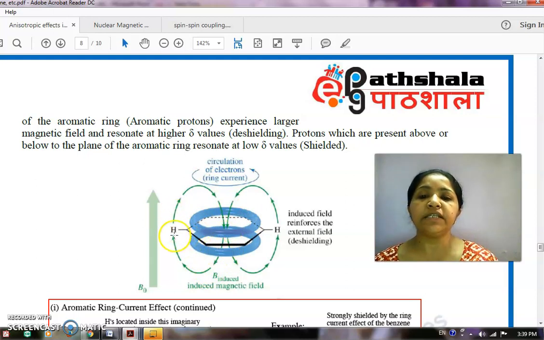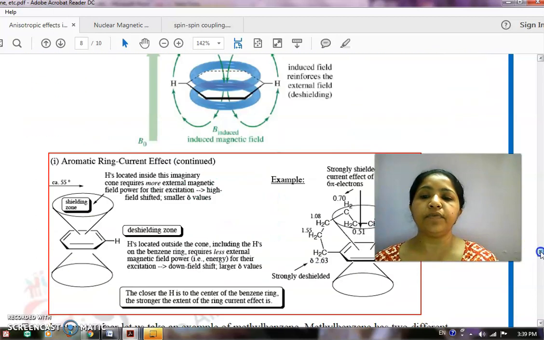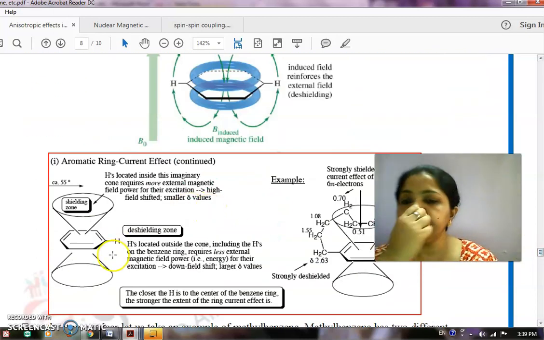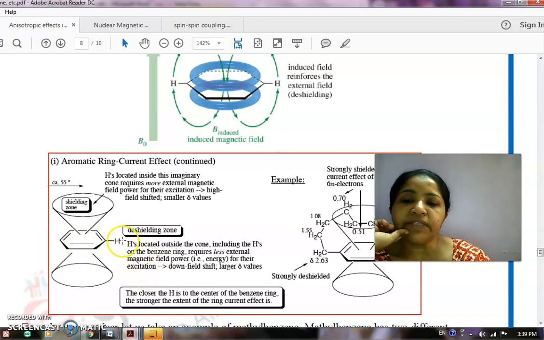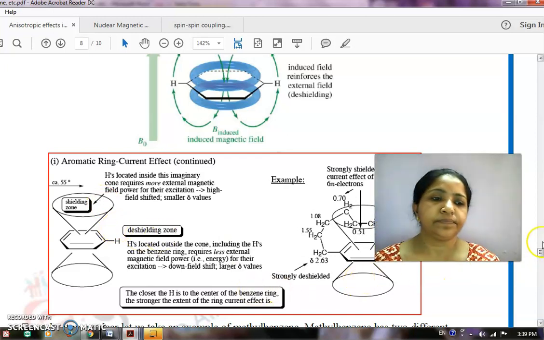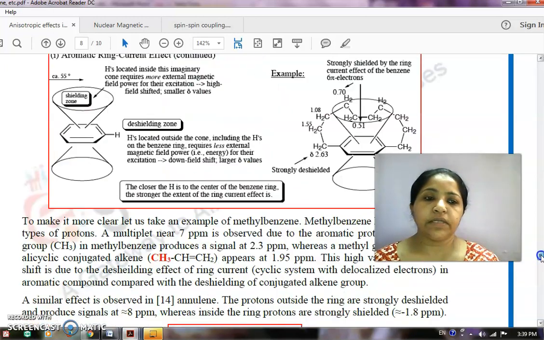See, this edge is in alignment, this edge also has a reinforcement, whereas these two edges have the opposite direction. So therefore this is getting deshielded and this is getting shielded. Okay, so opposite direction means shielded, and this is getting deshielded. So therefore this delta value is a little higher and this delta value is a little lesser. Okay. That is the topic today.